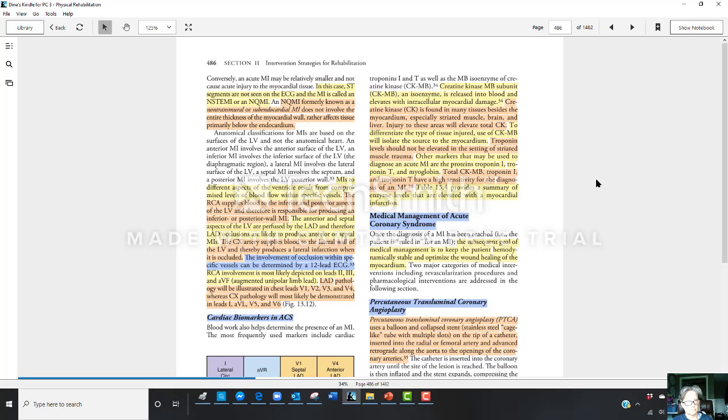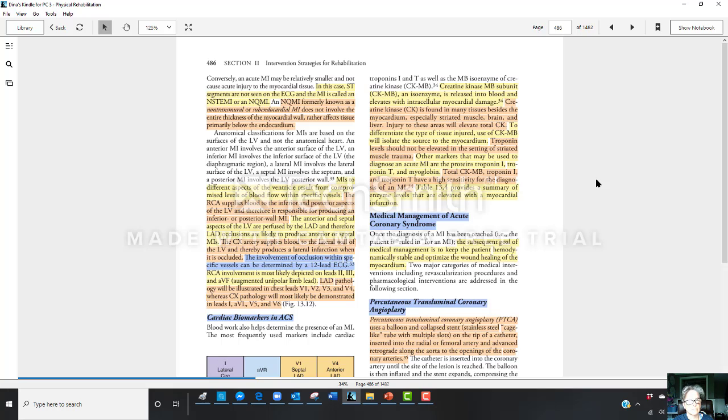Anatomical classifications for MIs are based on the surfaces of the left ventricle and not the anatomical heart. An anterior MI involves the anterior surface of the left ventricle. An inferior MI involves the inferior surface of the left ventricle, the diaphragmatic region. A lateral MI involves the lateral surface of the left ventricle. A septal MI involves the septum, and a posterior MI involves the left ventricle posterior wall.